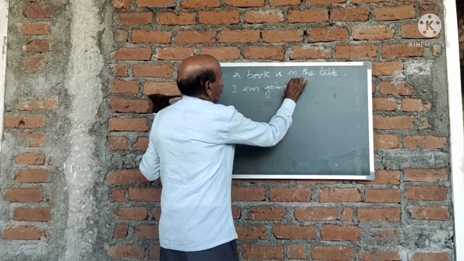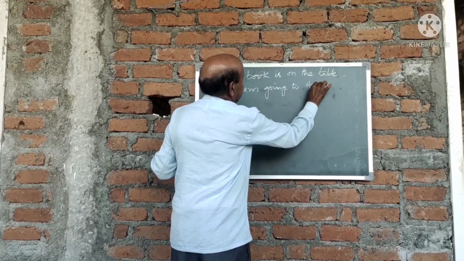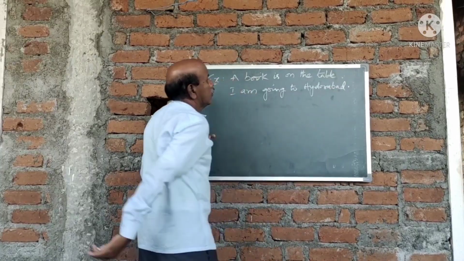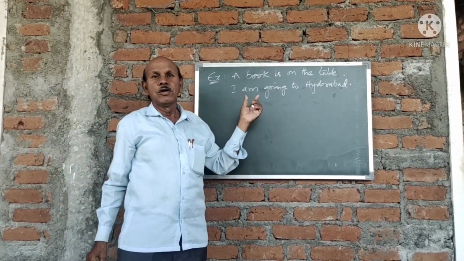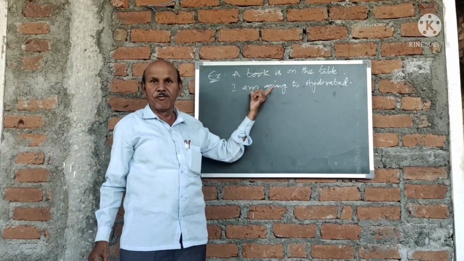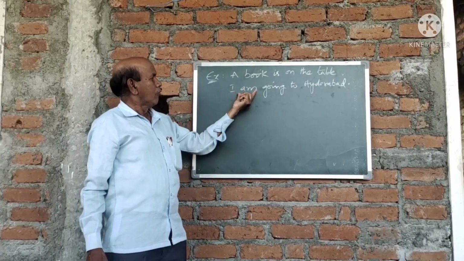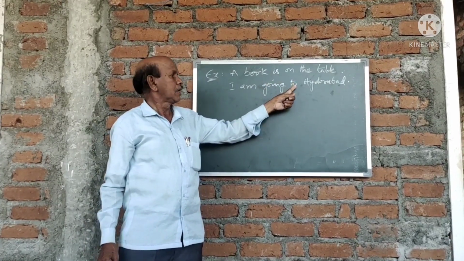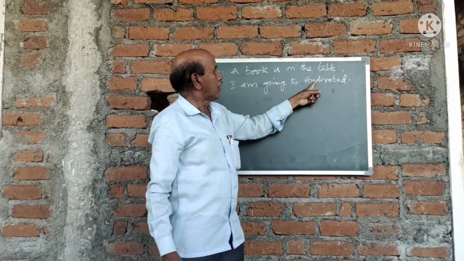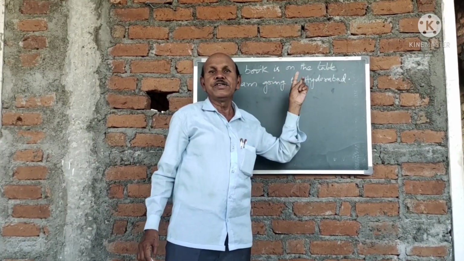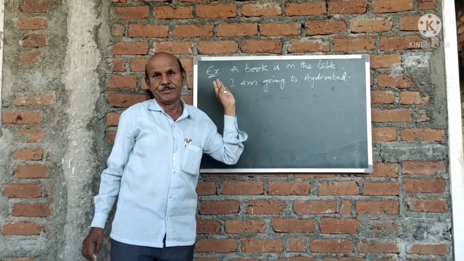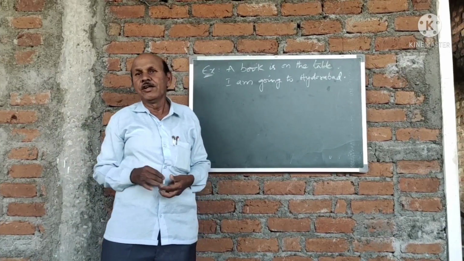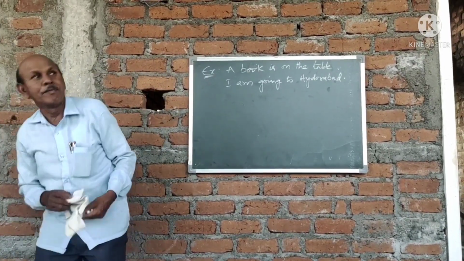I am going to Hyderabad. So here also you find out some words. Am, 2 letters. Going, 6 letters. To, 2 letters. Hyderabad, 7 letters. So these are called sentence. So now you know what is word and what is sentence. Then we can proceed to parts of speech.